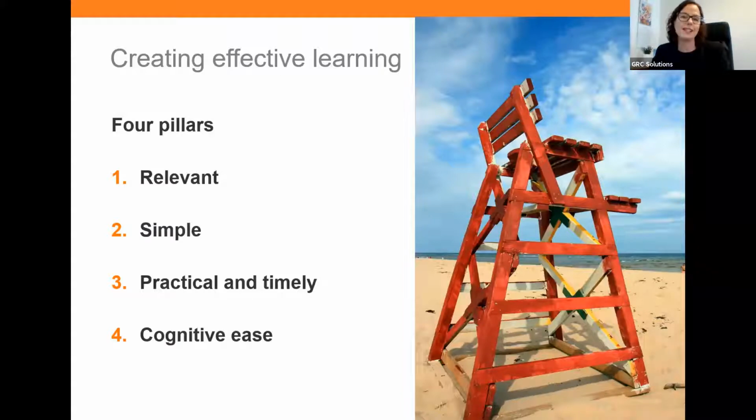Then the last pillar is cognitive ease. Cognitive ease makes us feel more favorable towards things that are familiar, easy to understand, and easy to see and read. So it's a feel-good response that comes from the unconscious part of our brain. So when you're creating material, use familiarity in design. So you use corporate colors, design, tone of voice, but also familiar faces and colleagues sharing their stories.